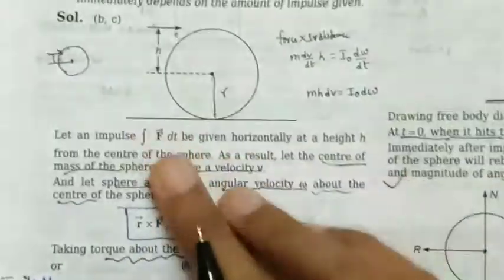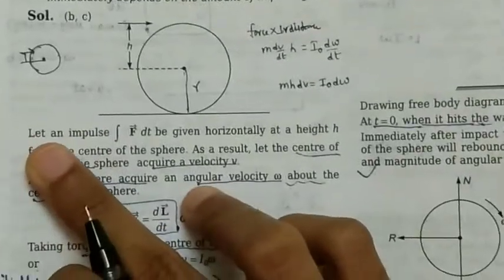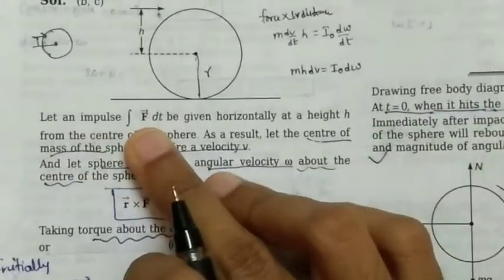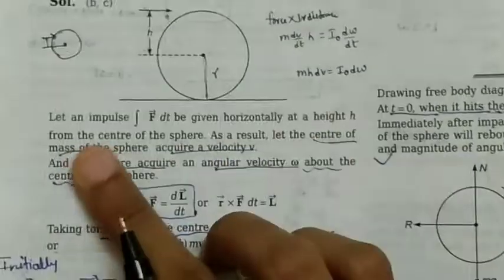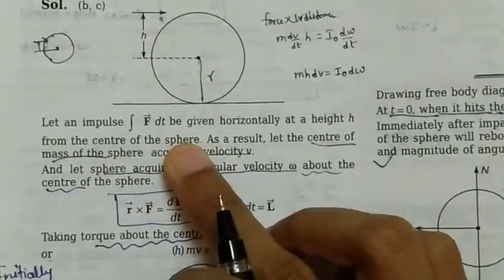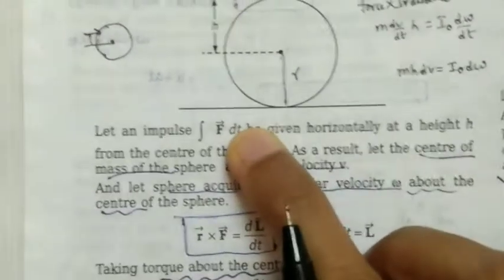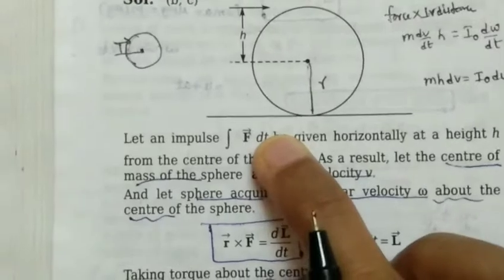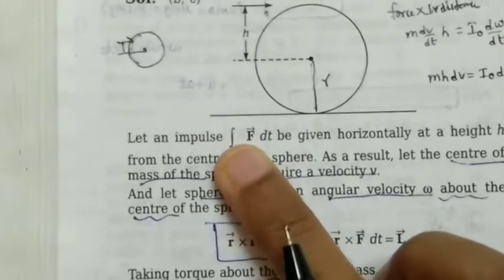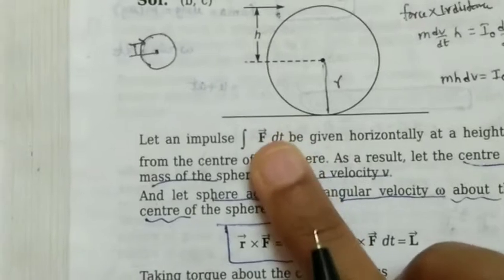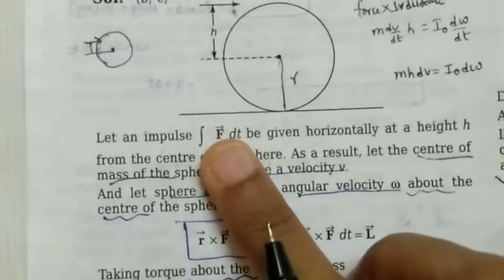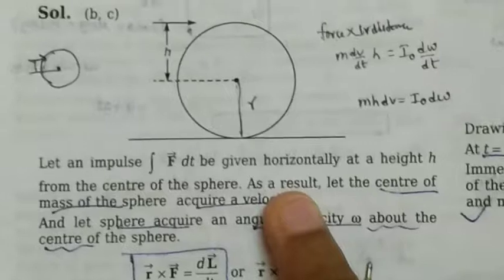So this is the diagram as we have discussed earlier. Here, let an impulse, integration of f dt, be given horizontally at a height h from the center of the sphere. Here they have given the formula for impulse. Integration of f dt is nothing but a force for a short duration of time. F could be written as m dv by dt, so dt would get cancelled, leaving m dv. Impulse is just like momentum; it has the dimensions of momentum. So this is the impulse they are talking about.